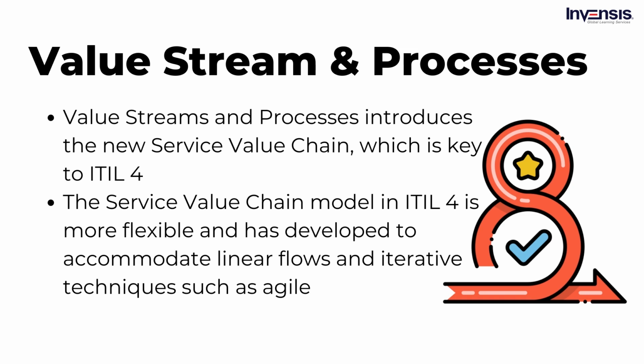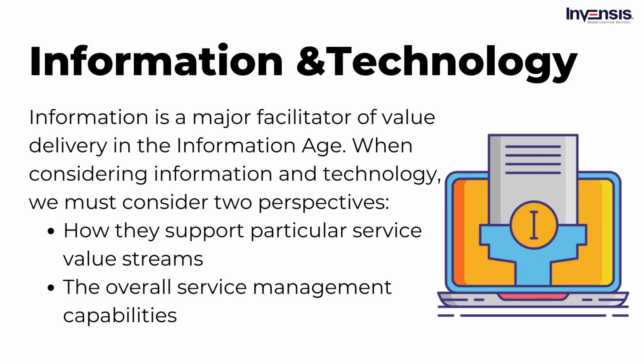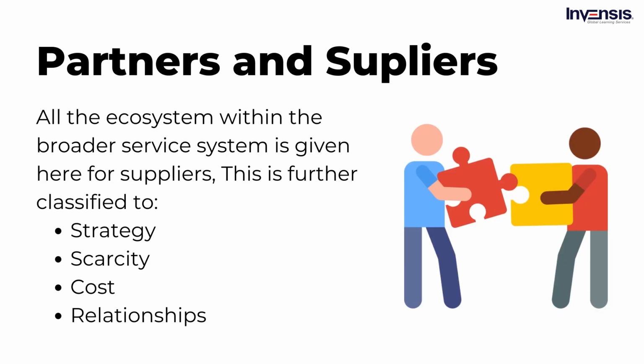Now, let us start with the next dimension, which is Value Streams and Processes. Value Streams and Processes introduces the new service value chain, which is key to ITIL4. The service value chain model in ITIL4 is more flexible and has developed to accommodate linear flows and iterative techniques such as Agile. Our next dimension is Information and Technology. Information is a major facilitator of value delivery in the information age. When considering information and technology, we must consider 2 perspectives: how they support particular service value streams, and the overall service management capabilities.